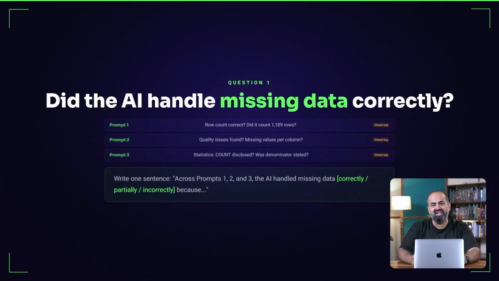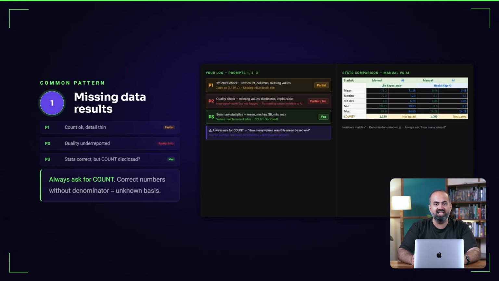Question 1. Did the AI handle missing data correctly? Looking at your log rows from prompts 1, 2, and 3. Prompt 1 asked for structure. Did the AI count 1189 rows or a different number? Prompt 2 asked for quality issues. Did it find missing values per column or did it report clean data? Prompt 3 asked for statistics. Did it disclose how many values each mean was based on?